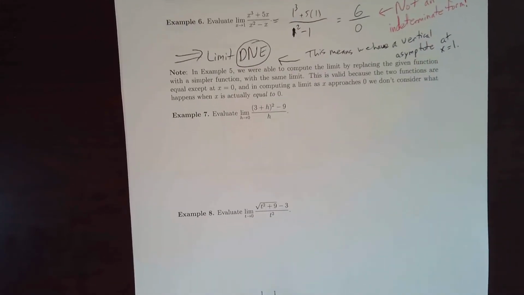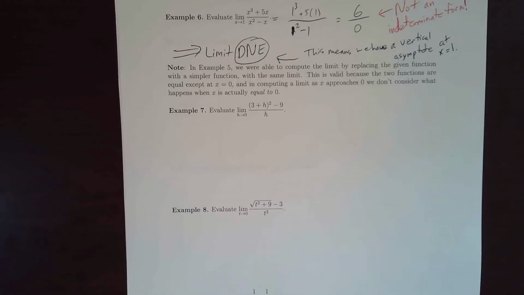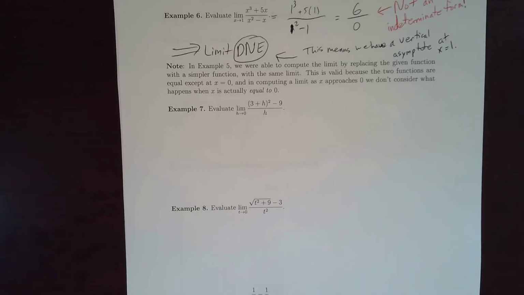So before, we were able to compute our limit by taking our original function and replacing it with something that was a little simpler with the same limit. It worked there because the functions were the same except for where x equals 0, and when we were computing a limit as x approaches 0, we're not actually considering what happens when it's equal to 0. So remember, we're not actually looking at the plugging in until we're at a point where we're ready to keep going with the limit.